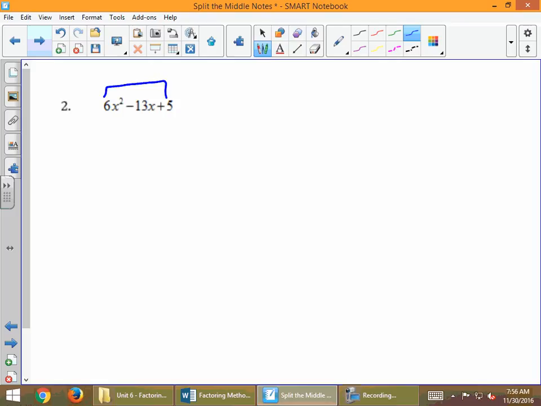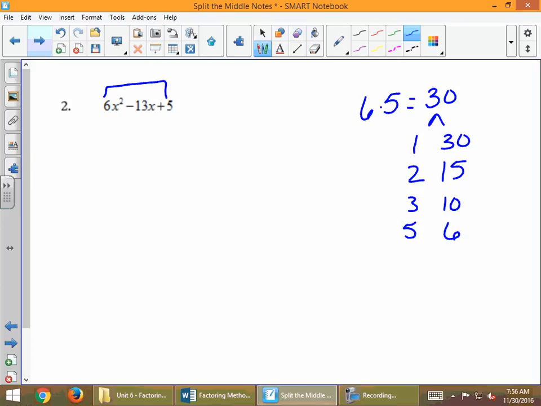Perfect. What do we get when we multiply 6 and 5? 30. So now write down all your products of 30. Well, what do we always have to start with? We always start with 1 and 30. What else? 2 and 15, 3 and what else? 10. Does 4 work? What about 5 and 6? Anything else? Nope.